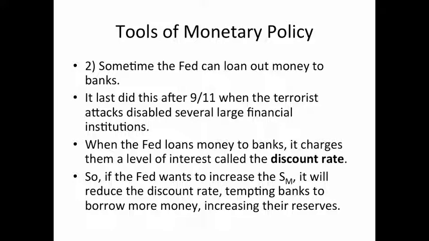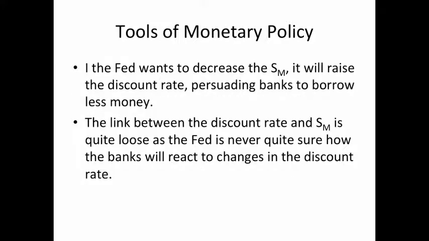So, technically speaking, if the Fed wanted to increase the money supply, get banks to loan out more money, it would reduce the discount rate, lower that interest rate, tempting banks to borrow more money. Just like if interest rates go down in the economy, the cost of borrowing money to us goes down, and you would think that would entice us to borrow more money. The same for banks. If the Fed reduces the discount rate, making it cheaper for banks to borrow money from the Fed, you'd think banks would borrow more money. This would increase the amount of money they have in their reserves, so they could loan more money out to customers. Again, that's an increase in the money supply.